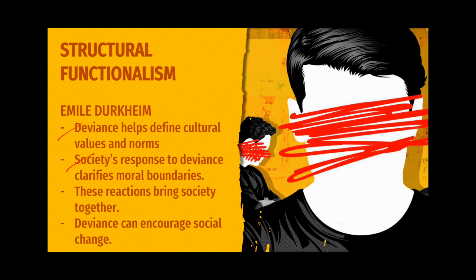And next, these reactions bring society together. If you remember, Durkheim very much supports the idea that cohesion is very important in society, and therefore we can all rally behind negatively sanctioning a person who has done wrong. We all agree that this person who perpetrates rape culture must be called out online. So we can rally behind that person.